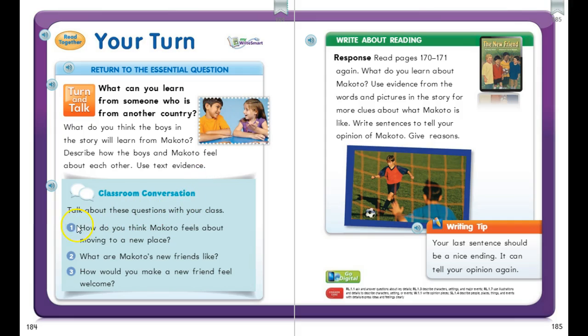The next thing you're going to do is talk about these 3 questions here with your learning adult. Then you're going to write a response. They're asking you to read pages 170 and 171 again. And what do you learn about Makoto on those pages? You're going to use evidence from the words and pictures in the story for more clues about what Makoto is like. You're just going to write a sentence to tell your opinion of Makoto, and you're going to give reasons about why you feel the way you do about him.